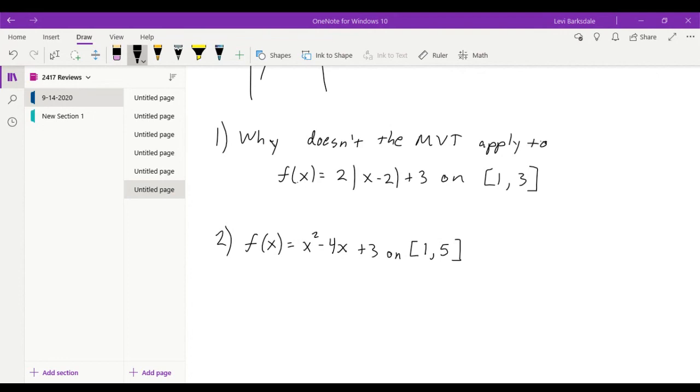One does not apply because f prime of c is not in between the interval. It's true that f prime of c isn't in the interval, but can we necessarily find f prime of c for every spot in the interval?